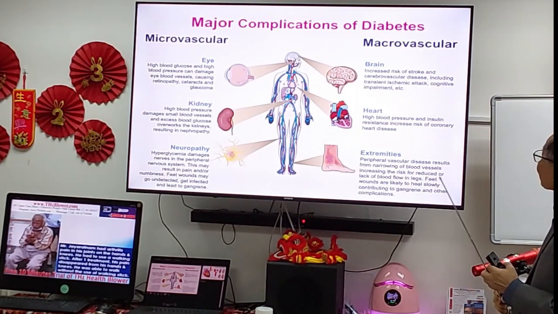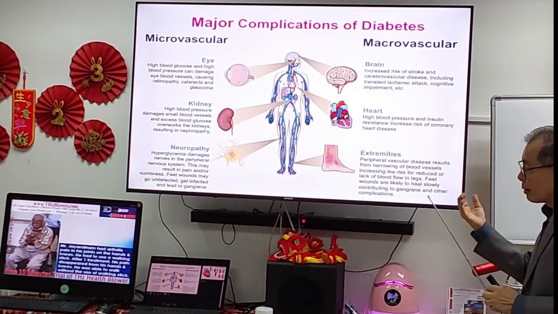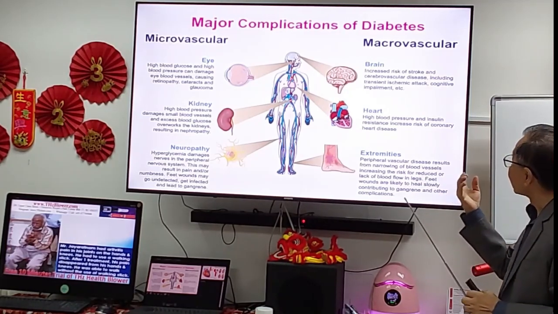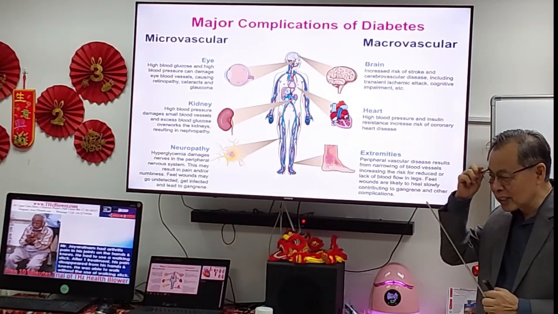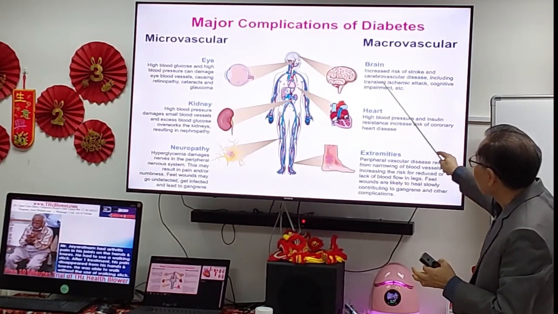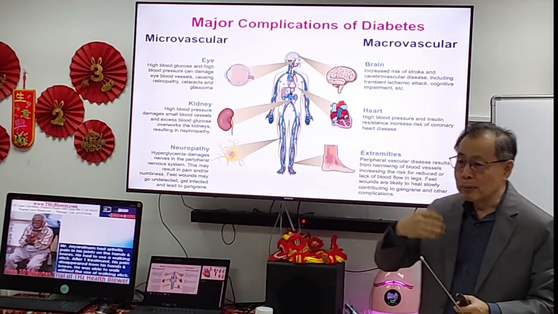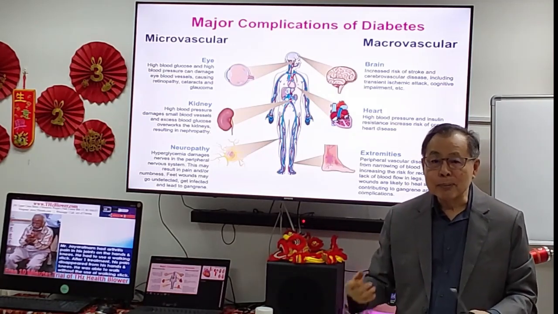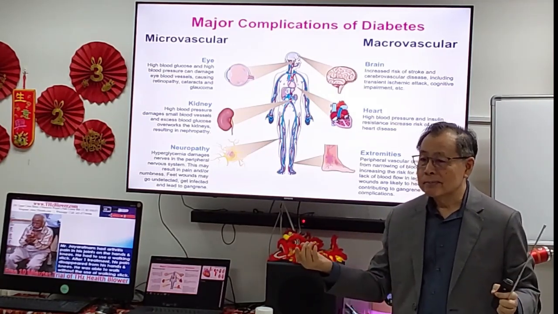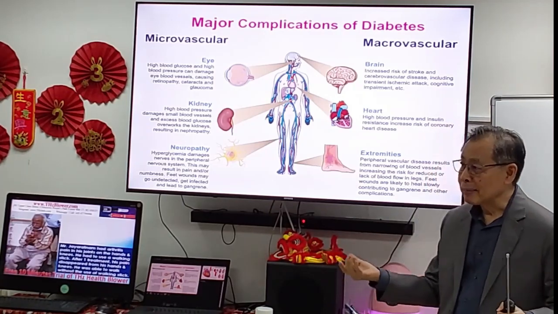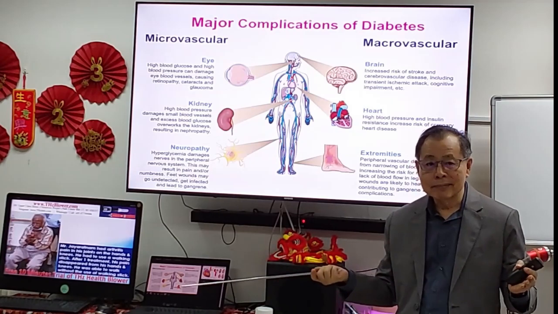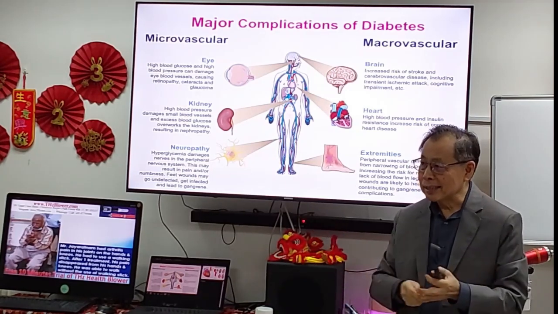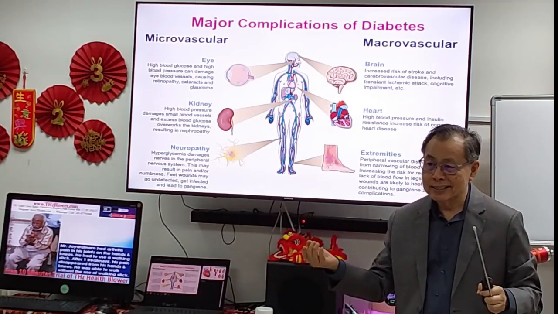In the brain, there is increased risk of strokes and vascular disease. So you can have a mild stroke called transient ischemic attack, or TIA. TIA means momentary weakness or momentary loss of sensation. Now I am at risk for strokes and heart attack. So recently I had some transient ischemic attack, loss of balance.